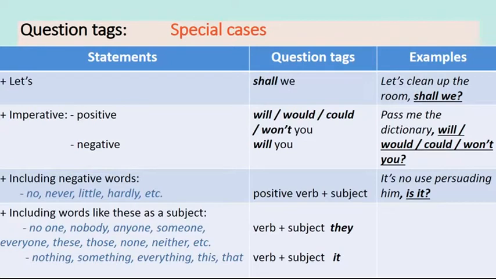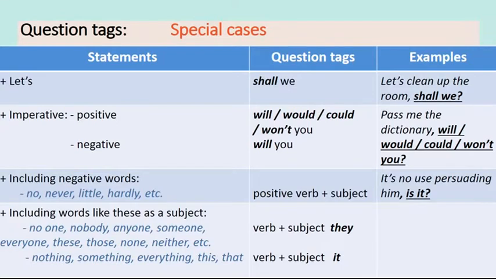If the statement has words like this as a subject, no one, nobody, anyone, someone, everyone, these, those, none, neither, etc., they will be used as the subject in the question tag. If the statement includes words like this as a subject such as nothing, something, everything, this, that, the subject of the question tag is it.